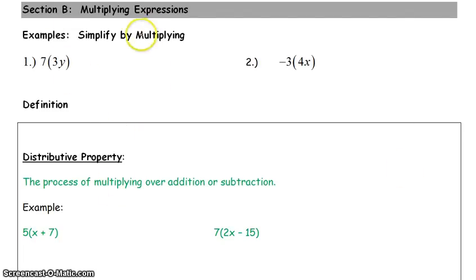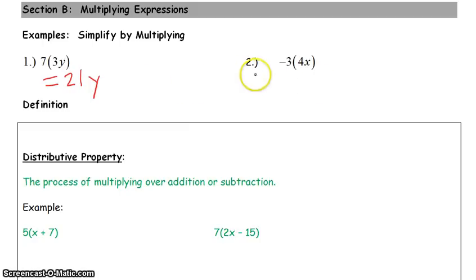Now we want to multiply expressions. So our examples say simplify by multiplying. So we would take 7 times 3y. Now this 7 will multiply by the 3. 7 times 3 is 21. And we will bring our y down. Sorry about that. I meant to say y. We have 21 times y, which is 21y.